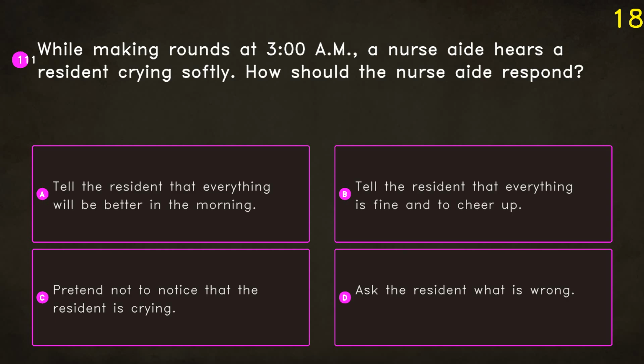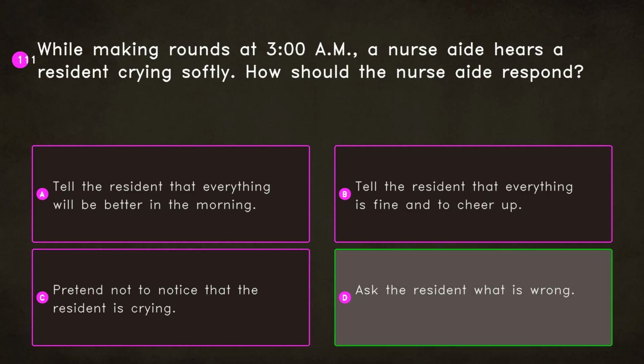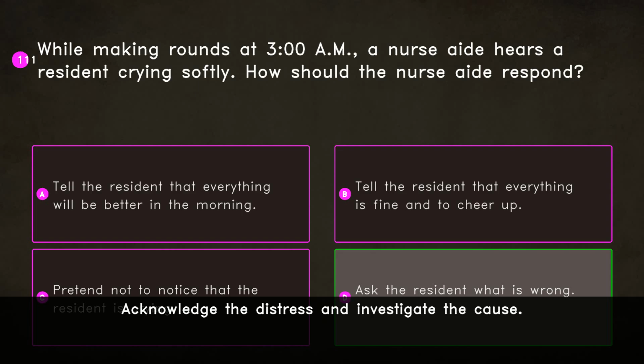Question 111. While making rounds at 3 a.m., a nurse aide hears a resident crying softly. How should the nurse aide respond? A. Tell the resident that everything will be better in the morning. B. Tell the resident that everything is fine and to cheer up. C. Pretend not to notice that the resident is crying. D. Ask the resident what is wrong. The correct answer is ask the resident what is wrong. Acknowledge the distress and investigate the cause.